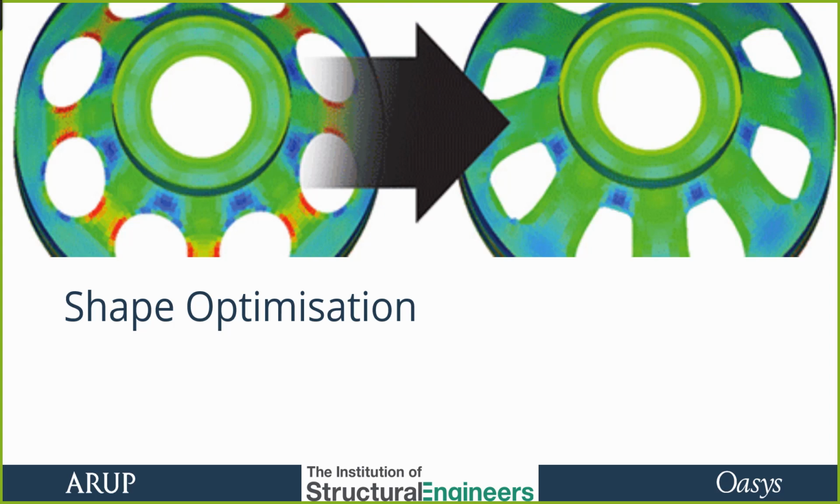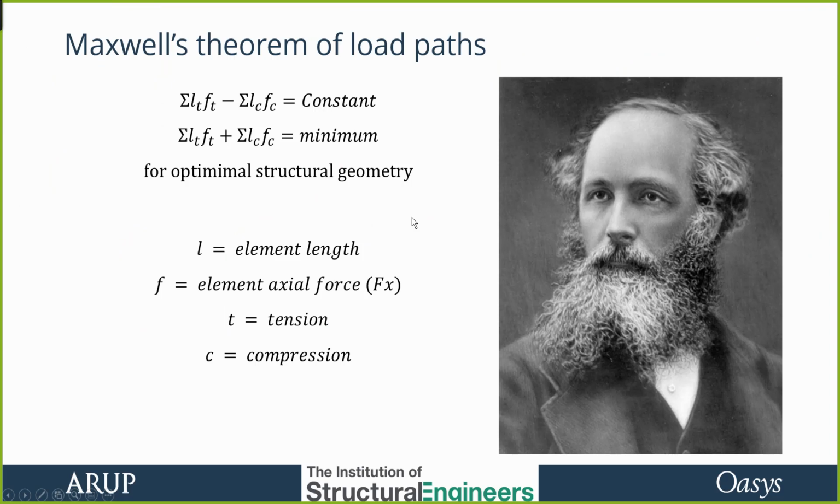So shape optimization, working out, okay, the topology of this wheel is the same, 8 spokes, 6 spokes, whatever I suppose it is. Topology is the same, but then looking at the shapes, the holes, and that sort of thing. Now, how might we optimize shapes?